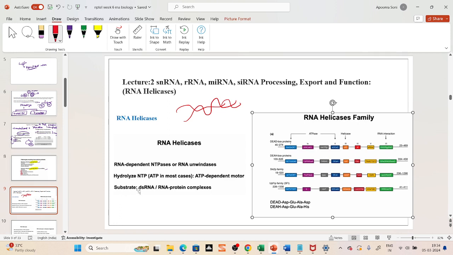The substrate can be double-stranded RNA also, or it can be RNA protein complexes also. So you can see that there are different types of helicases, and these different types of helicases have different domains. The difference in the different varieties is because they have domain differences.